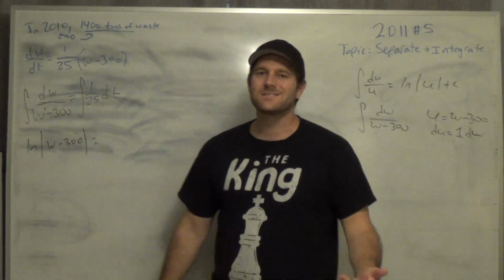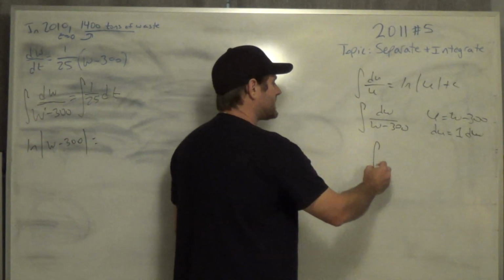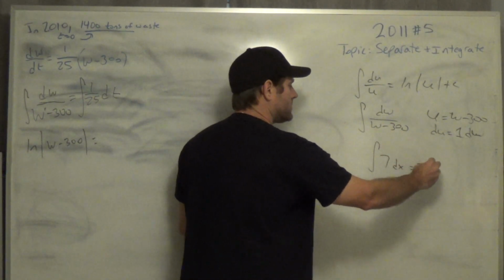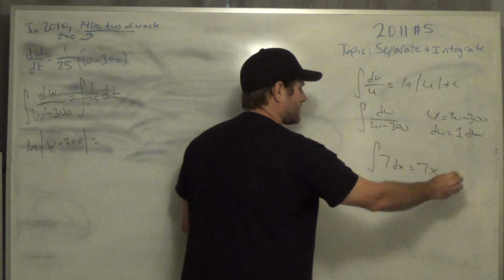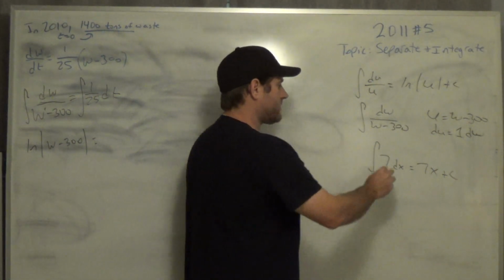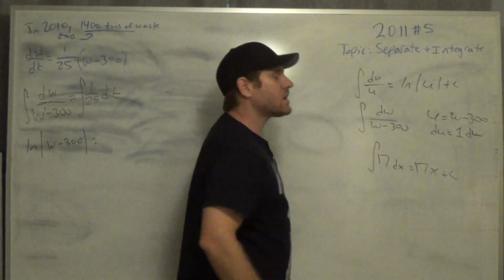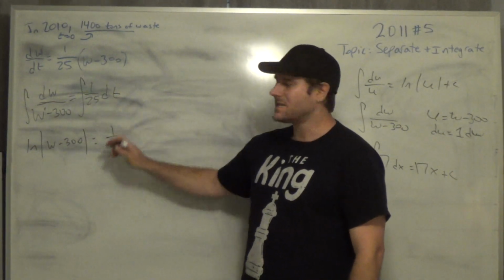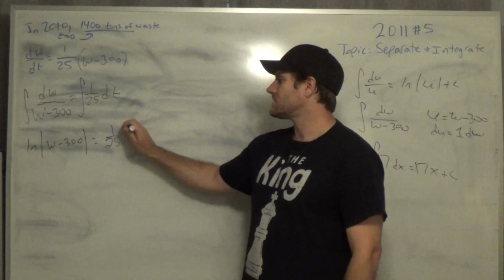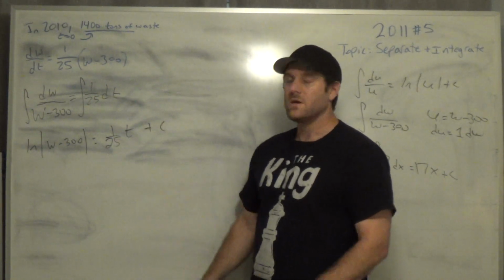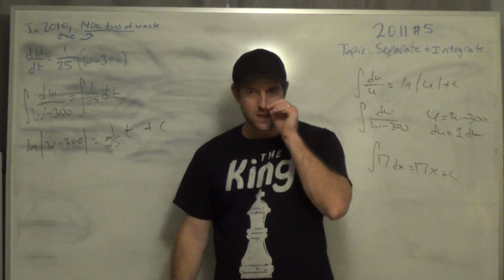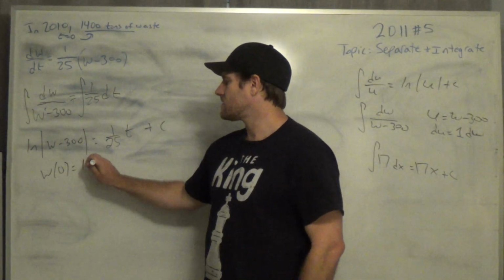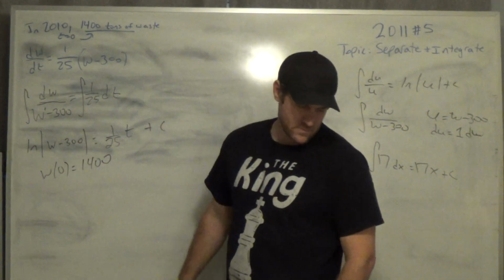On the other side, let's just think really quickly. If somebody said, what's the antiderivative of 7? You say it was 7x. Right? If someone said, what's the antiderivative of 17? It's 17x. So here, the antiderivative of 1 over 25, because it's dt, it's 1 over 25t. Okay, so we separated, we integrated, we put a plus c. Now comes the all-important using this.